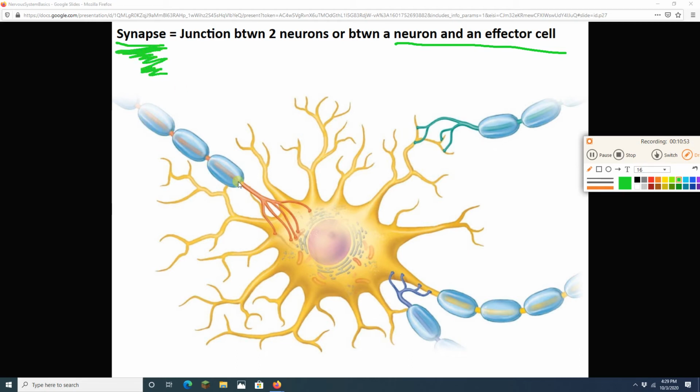So I have an axon synapsing with the soma. Over here I have an axon synapsing with the dendrites. Down here I have an axon synapsing with another axon. This is where neurotransmitters are released and we're communicating between neurons or between neurons and an effector cell. If you are moving, you are using synapses. If you are doing anything, you are using synapses. If you are studying and learning, you are literally making new synapses.